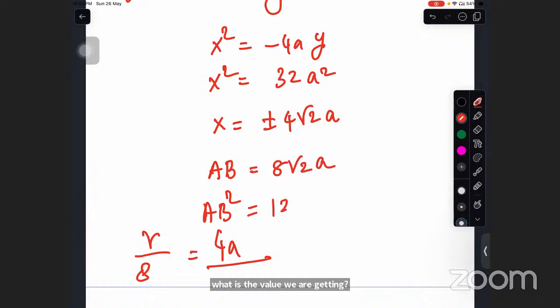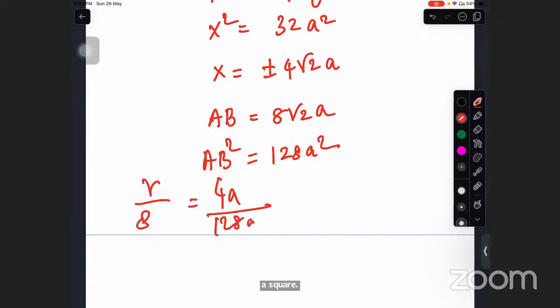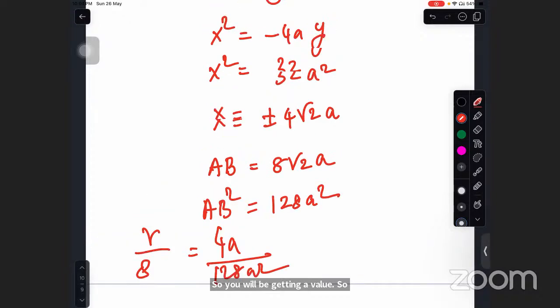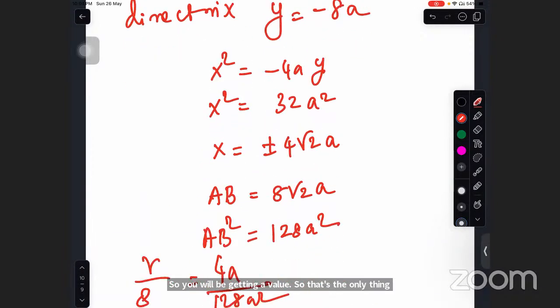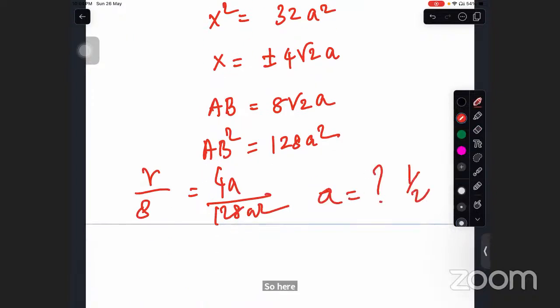So this will become 128A square. So we can go for 128A square. So we just have to simplify this. So you will be getting A value. So that's the only thing you need to observe. So here final value of A will be getting it as 1 by 2.